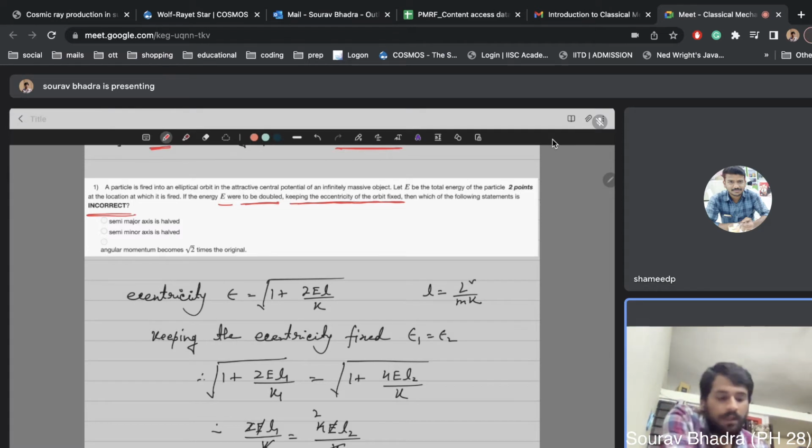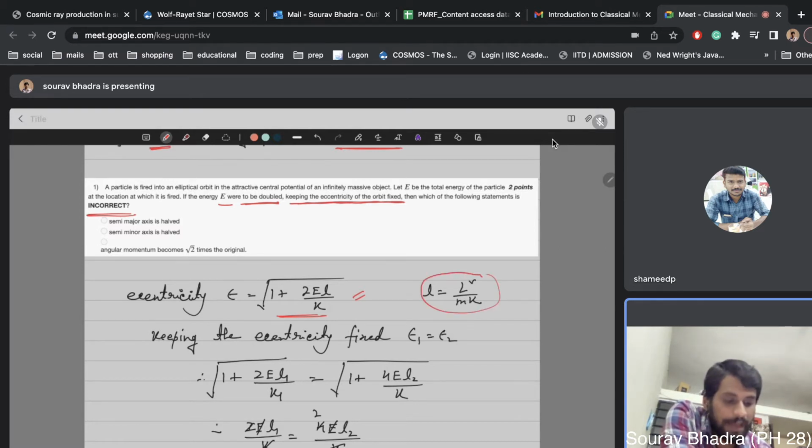Now, as I have always told you, please try to remember this type of expression in the central force chapter, then it will be very easy to solve. So eccentricity can be written as this expression, where capital E is the energy of the particle, and L is the semi-latus rectum, or you can say L square by mk.